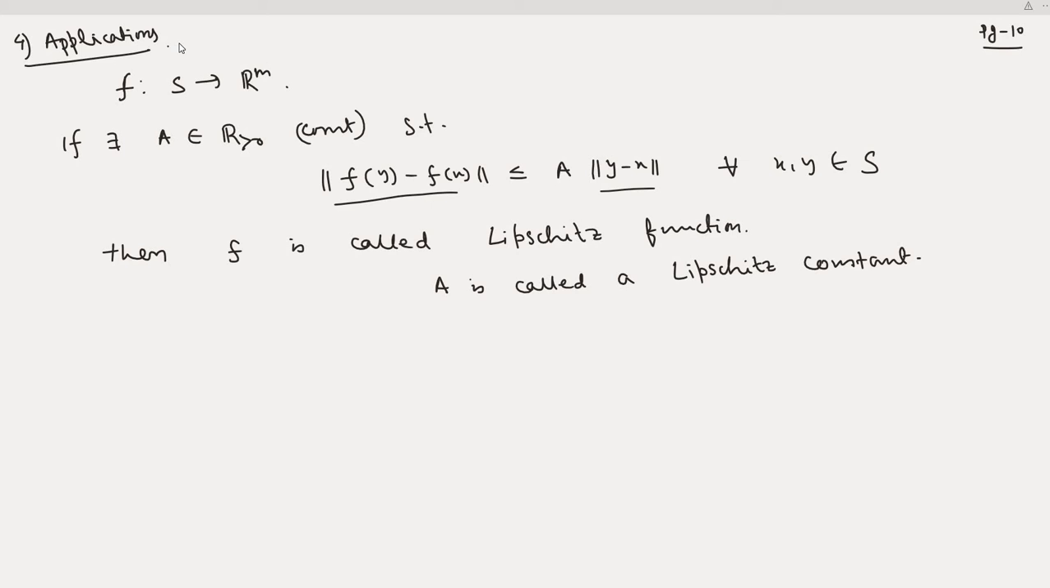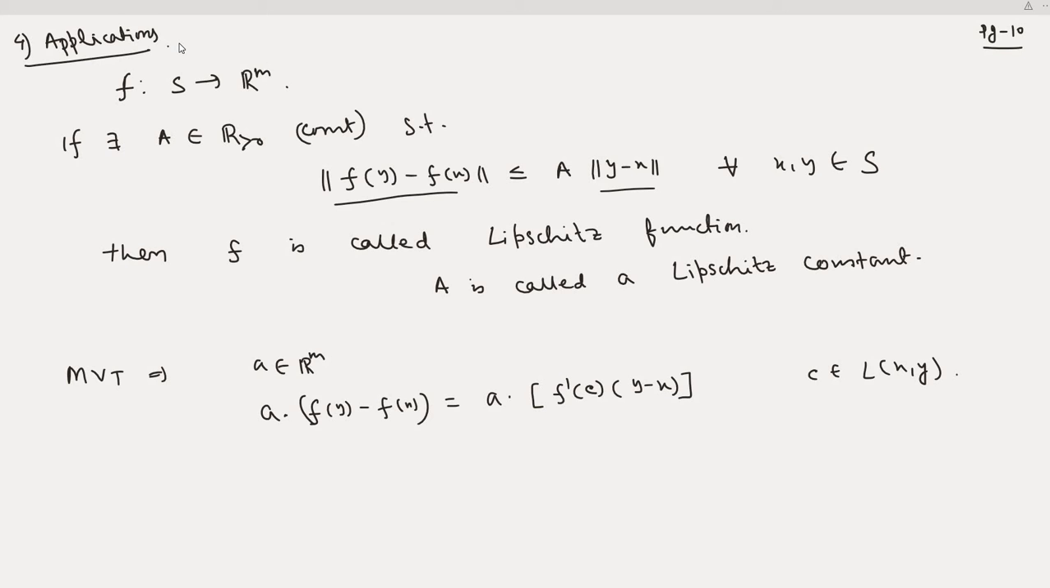Now consider the mean value theorem. It implies that for a in R^m, a dot product with f(y) minus f(x) equals a dot product with f'(c) acting on y minus x, where c belongs to the line segment L(x, y). So when it is applicable, here one can assume that S is convex also.